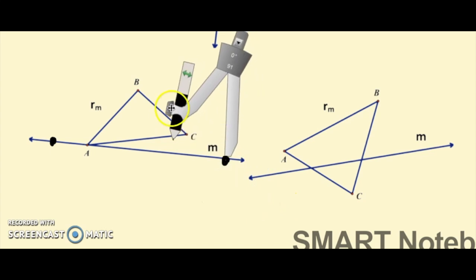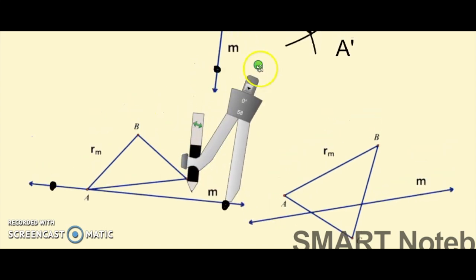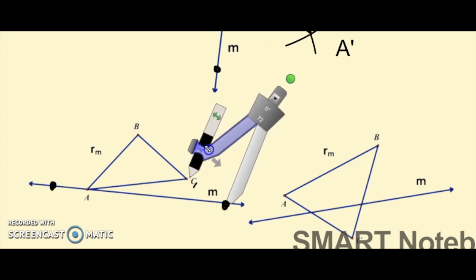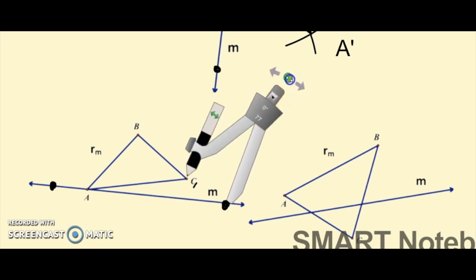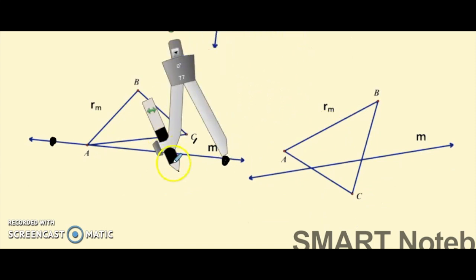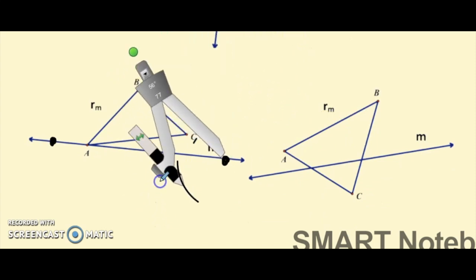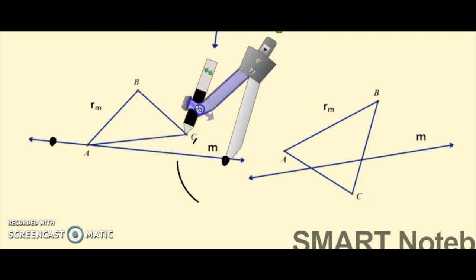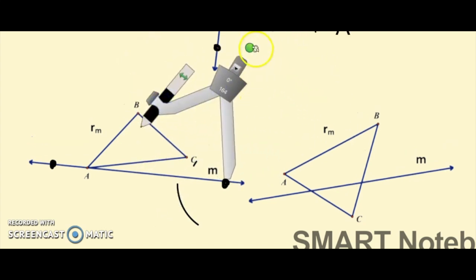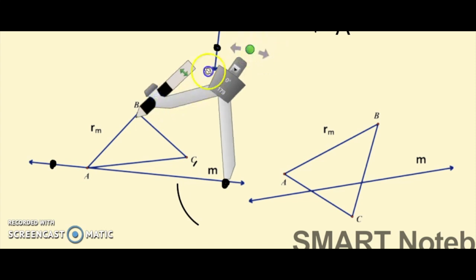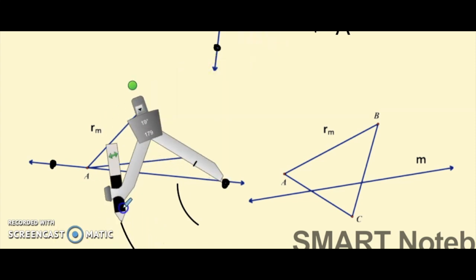So starting at the first point, I'm going to measure to C. Swing that to the other side of my line, reflect it over. And then I'm going to do the same thing from B at that point. Swing that to the other side of the line and reflect it.